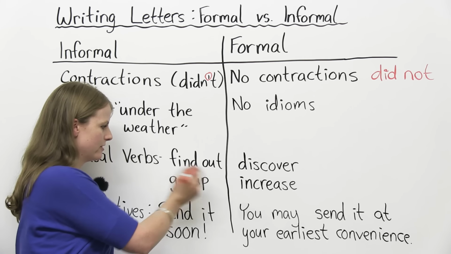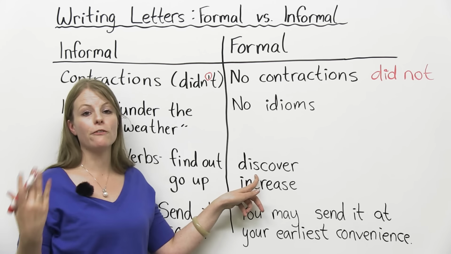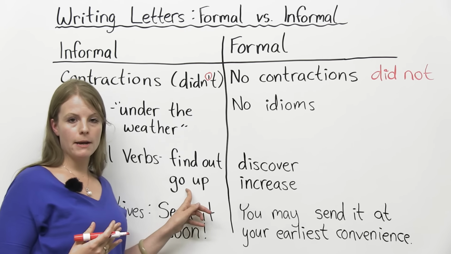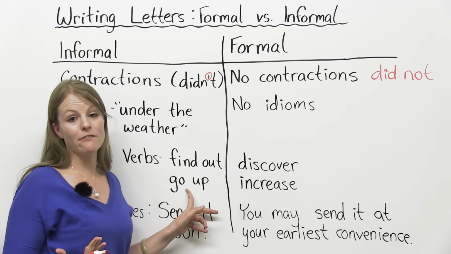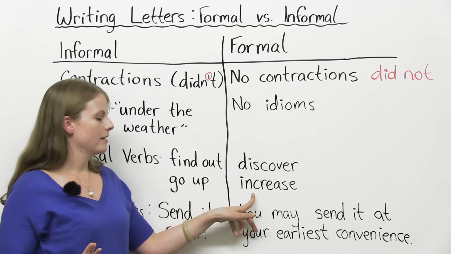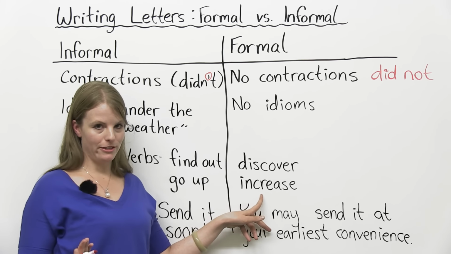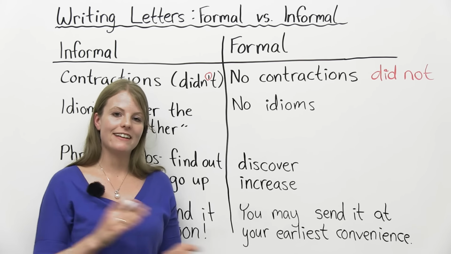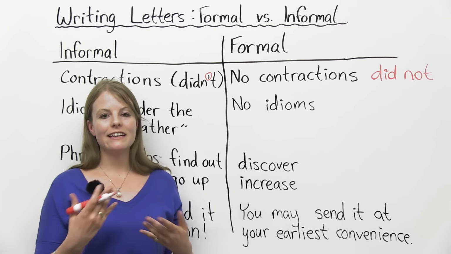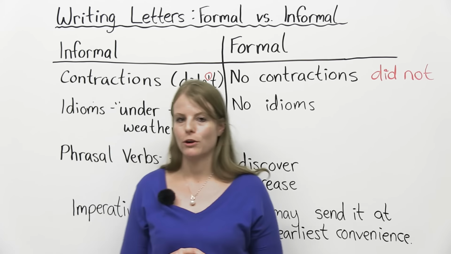Example, find out, discover. Discover is more formal. Go up. For example, prices have gone up. Prices have increased. Increased is more formal. Okay. For more of these examples, there will be a list in the resource section of the engVid website. I'll talk more about that later.